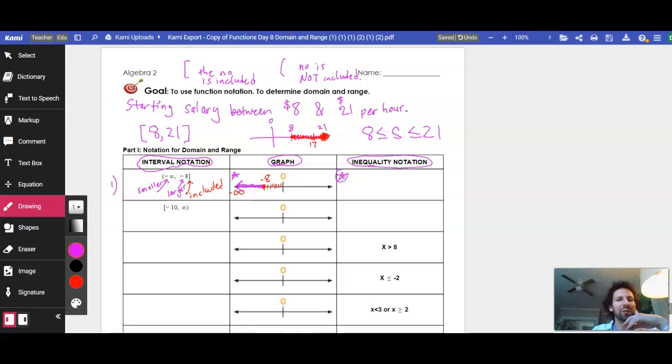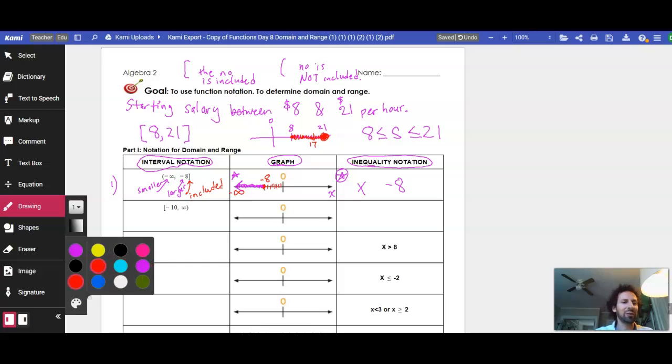Lastly, we're going to do inequality notation. With inequality notation, we use the variable x because this is the number line going left and right, so we think of that as our x variable. Again, we're saying all numbers less than negative 8 are graphed here. If we look at this graph, all numbers less than negative 8, including negative 8, are graphed. So we would say that x has a relationship to negative 8, and it's all the numbers that are less than or equal to negative 8.